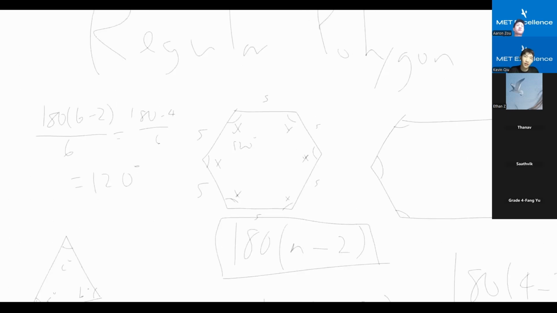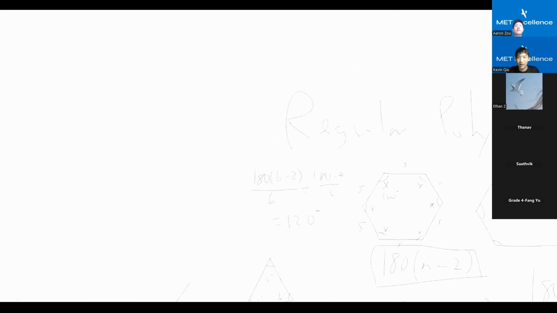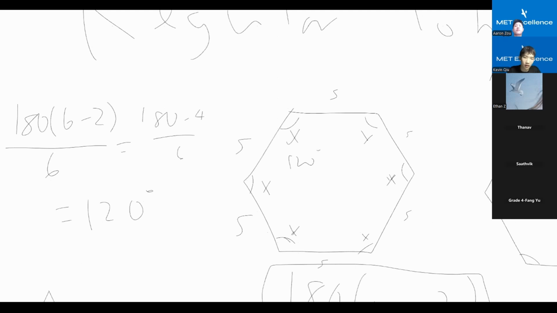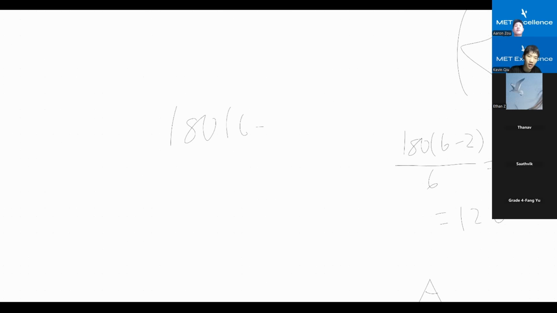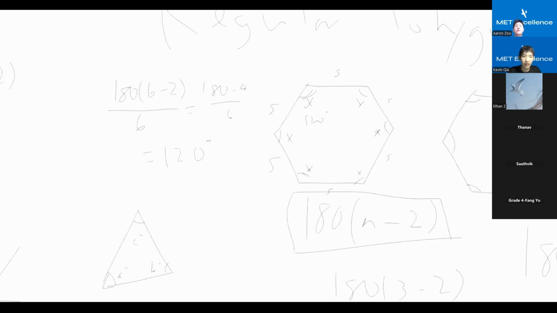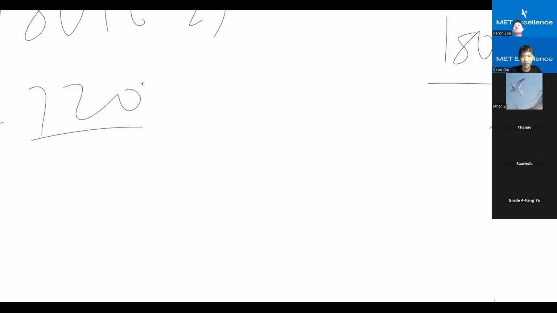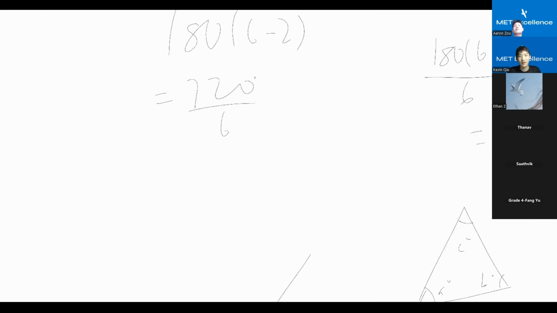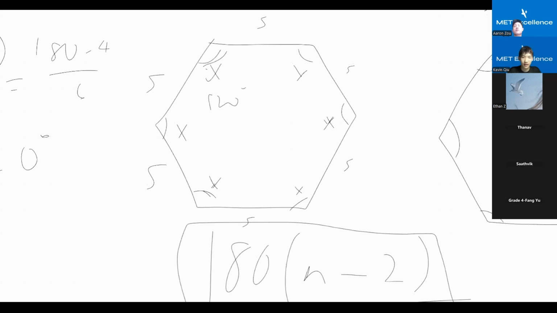So that should be all we have on polygons. They might ask you for this on the UMTYMP exam. Why divide by 6? Oh, okay, because the total is 180 times 6 minus 2, right? So that's 720. But we want to know the angle measurement of one of them, and we know each of them are the same. So we split 720 degrees equally among these 6 angles because a hexagon has 6 angles.